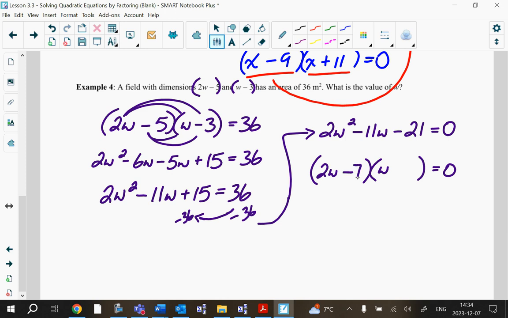Okay, let's try that. So I know that this works, and I know that this works, but I've got to do the rainbow to see if this works. And I get positive 6W, and I get minus 7W, that's not going to make negative 11, is it? It's going to make a completely different number. So when we see a completely different number, we want to switch the numbers. Okay, so let's try 2W minus 3 and W plus 7.